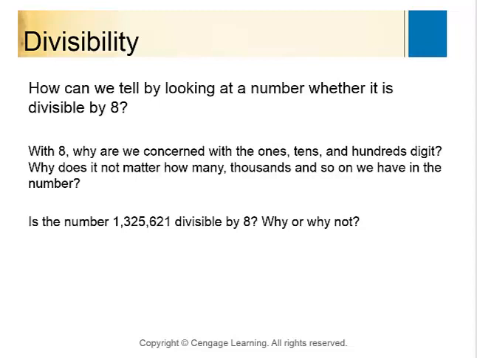So then extending that, divisible by 8, we would look at the hundreds, tens, and ones position, and if 8 will go into 621, then we know that this big old whopping number is divisible by 8, so it makes it nice and easy to see if that is divisible. And I know that 8 won't go into 621 because of that 1 there at the back end.